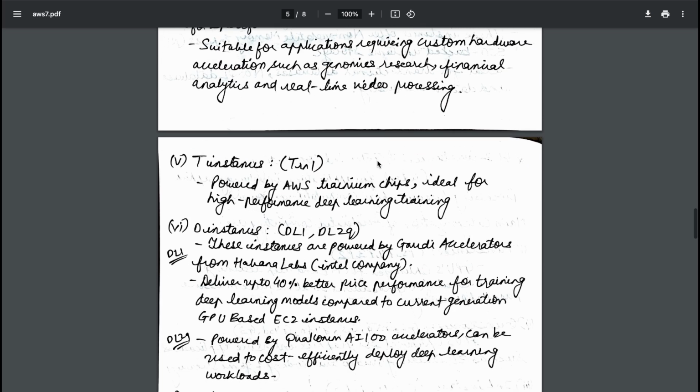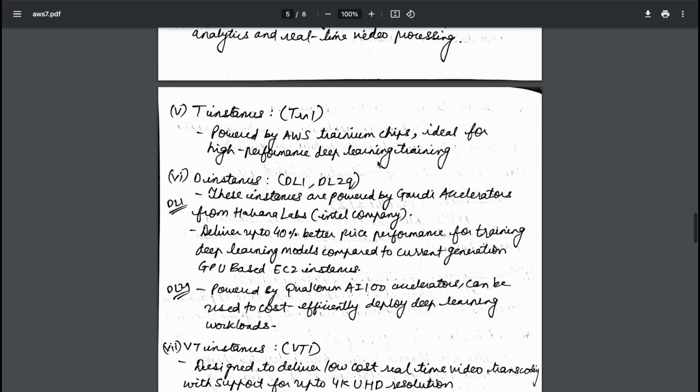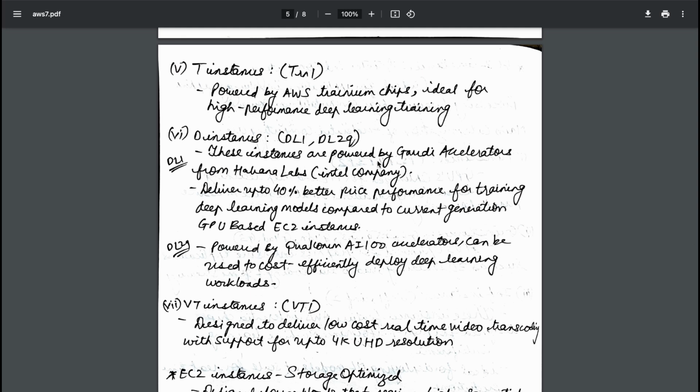Okay. Next is T instances, which stands for TRN1, and basically the TRN name is coming from the Trainium chip, which is powered by AWS, and it is ideal for high-performance deep learning. Okay, and the next would be D instances, that is DL1 and DL2Q.